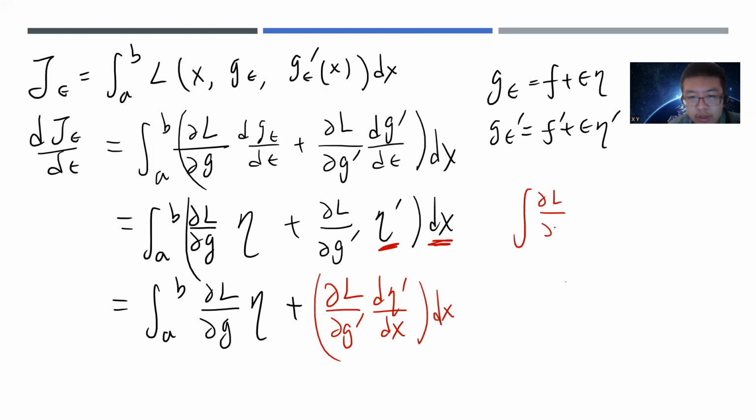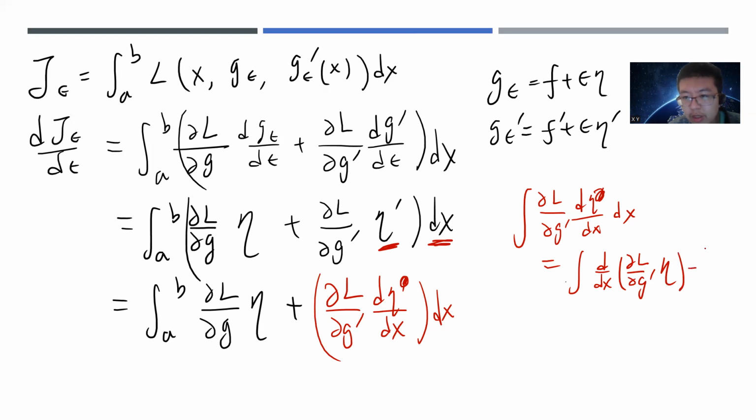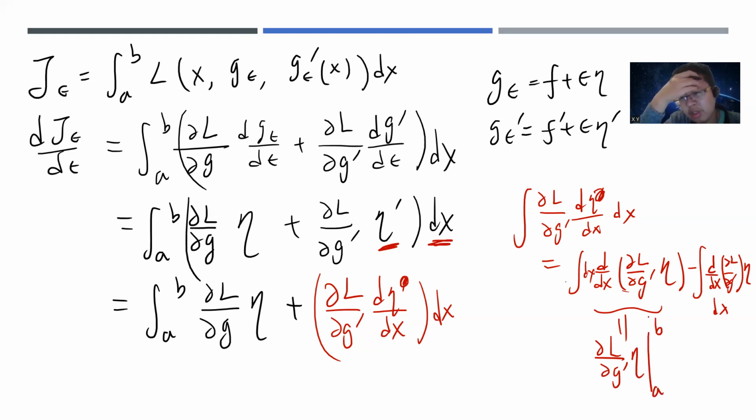Okay, so let's do this. So we have this. Let's write this to be this dx. So this is no prime. So we get partial L partial G prime eta minus the d dx partial L partial G prime eta, right? dx. And then this term, since it's a total derivative, there's a dx here, so I can pull out eta, and I plug in a to b. And then this is 0, right?